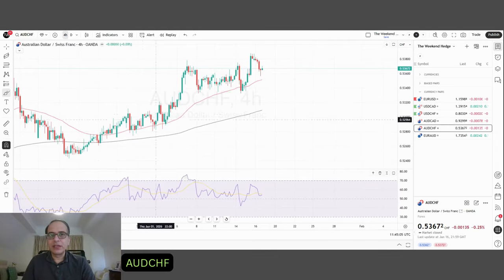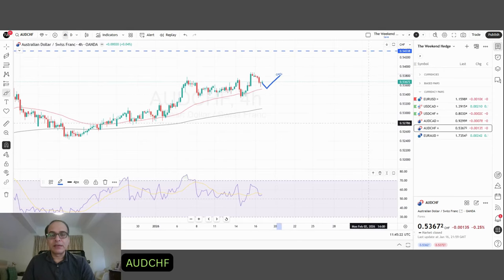Moving to the 4-hourly, we're seeing this uptrend for the past almost a month now, the past 4 weeks. So any pullback that we get here, we're looking at buys and moving towards the resistance of 0.543, where I'll be looking at booking in my profits.